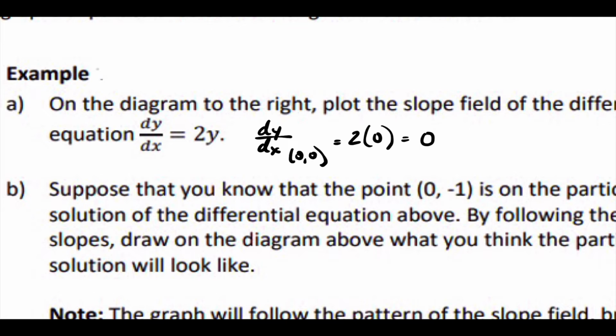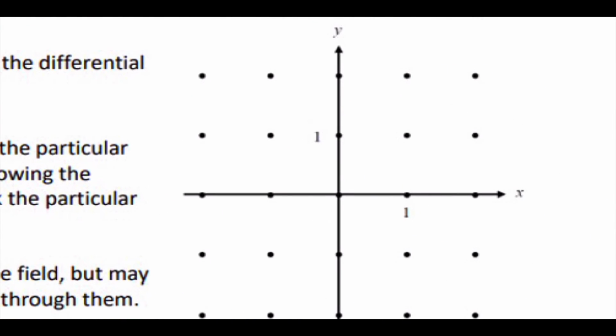What does a slope of 0 look like? With your hands, with your arms, show me what a slope of 0 looks like. Yep, side to side, right? So we're going to draw a little segment that looks exactly like that at 0, 0. That shows me that at 0, 0, the slope is 0.